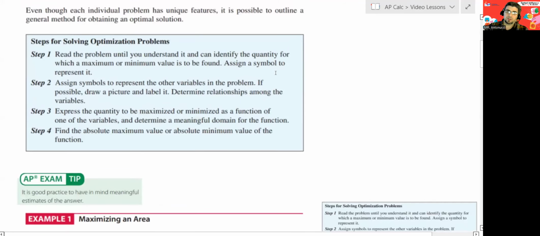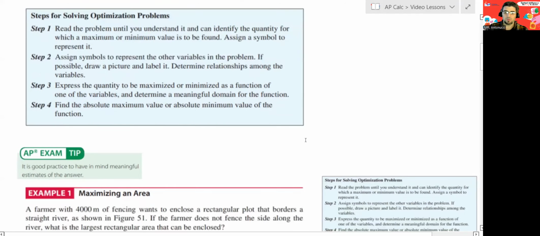So one of the tips for this is it's good to have in mind meaningful estimates of the answer. So have some ideas in your mind of what might make sense in the particular problem. And we'll look at that here.